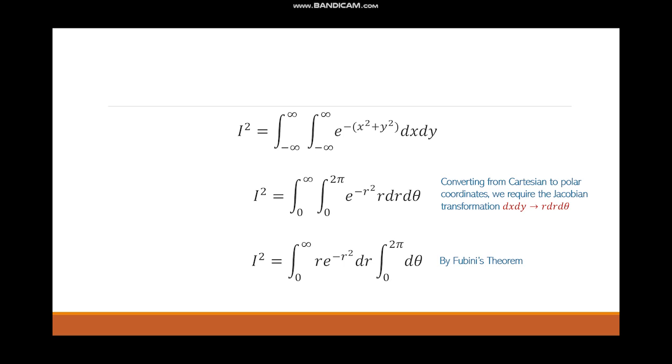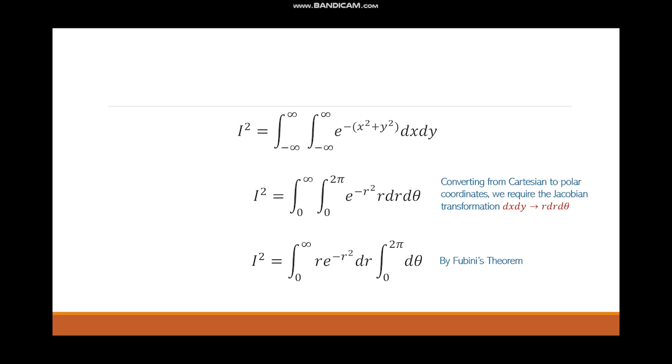Now looking at the integrand, this factor of x squared plus y squared almost begs us to use polar coordinates. So if we convert this double integral to polar coordinates, then we get that x squared plus y squared equals r squared, and that dx dy becomes r dr d theta via the Jacobian transformation rule. All that's left is to change the bounds on the integral, and because we're integrating over an infinite square in the Cartesian plane, in polar coordinates that corresponds to integrating over an infinite circle. So that means that theta ranges from 0 to 2 pi, and r ranges from 0 to infinity.